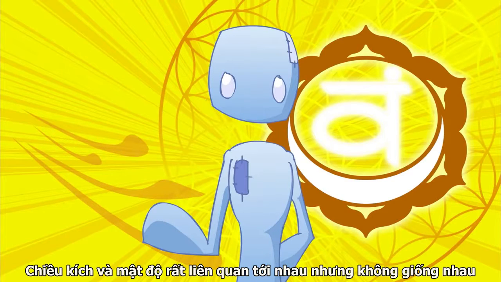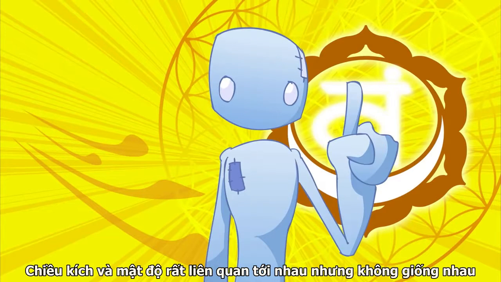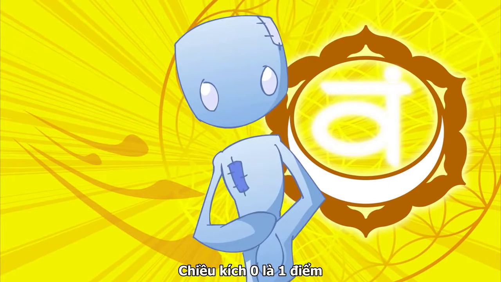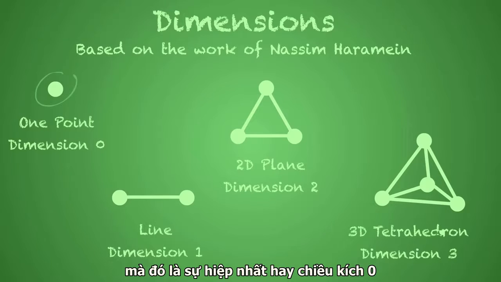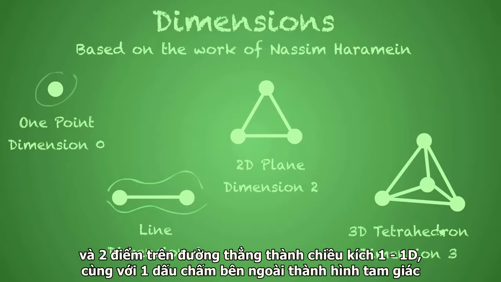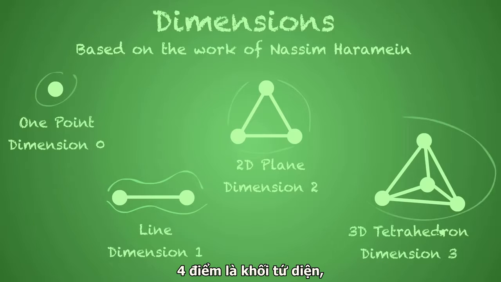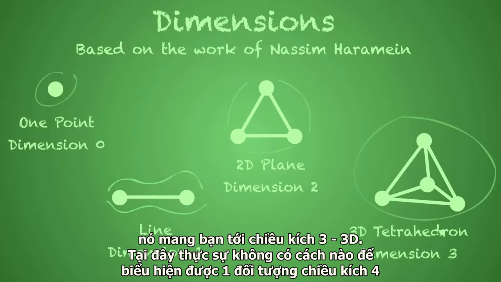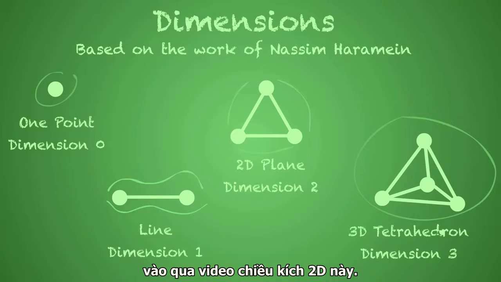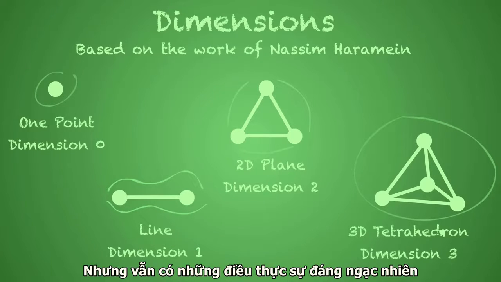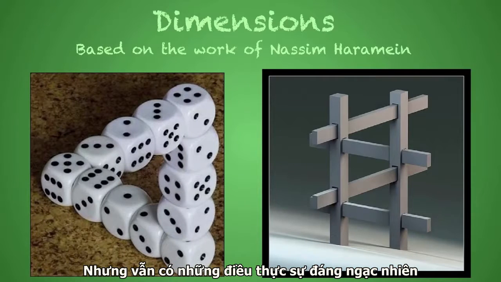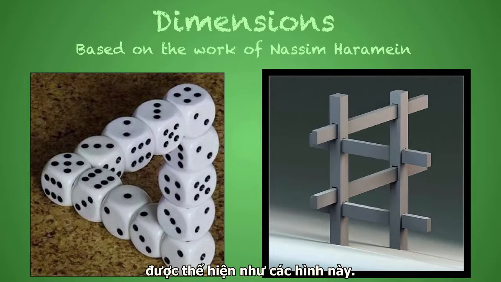Dimensions and densities are very interconnected, although they are not the same. Dimensions go like this. 1 is 1 dot. That's unity, or dimension 0. Then 2 is a line. That's duality. 3 dots is a triangle, so you get a flat plane, a two-dimensional shape. 4 dots is a tetrahedron, giving you depth, bringing you to the third dimension. There's no real way of drawing a fourth dimensional object in a two-dimensional video, but it's believed that they're as amazing as something like this in actual manifestation.